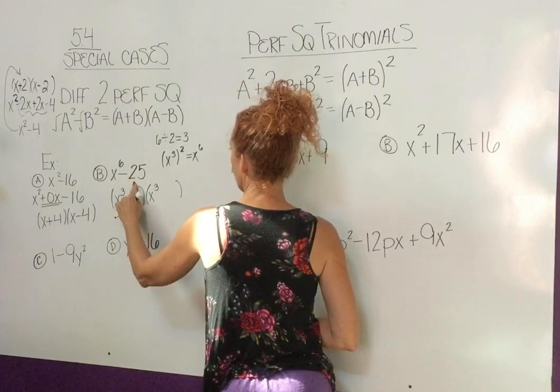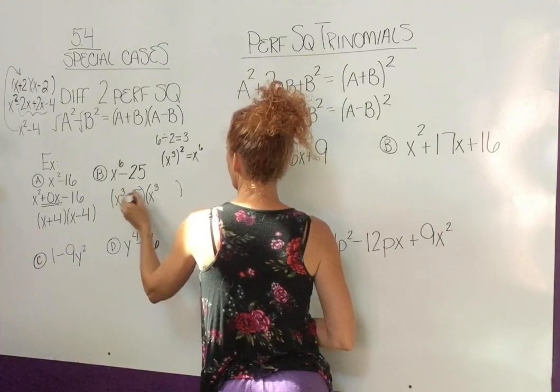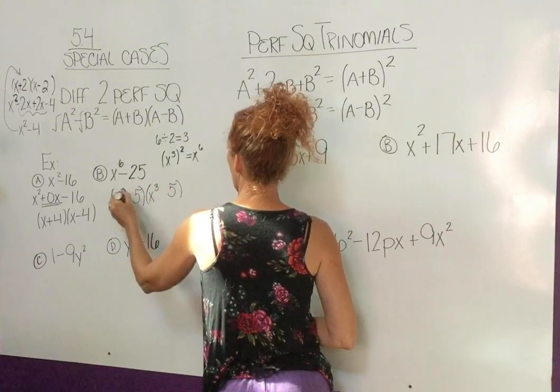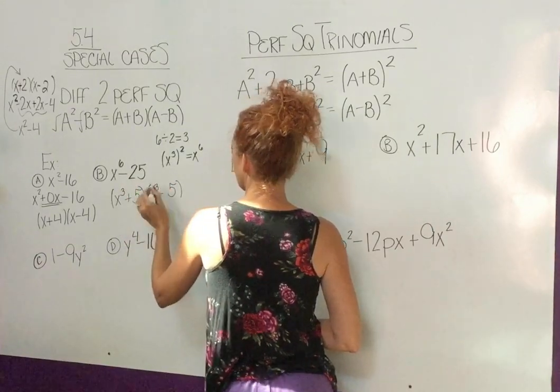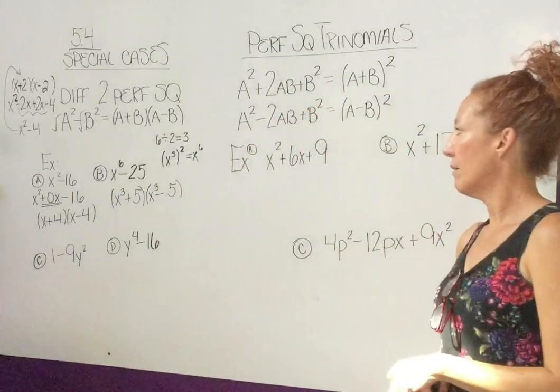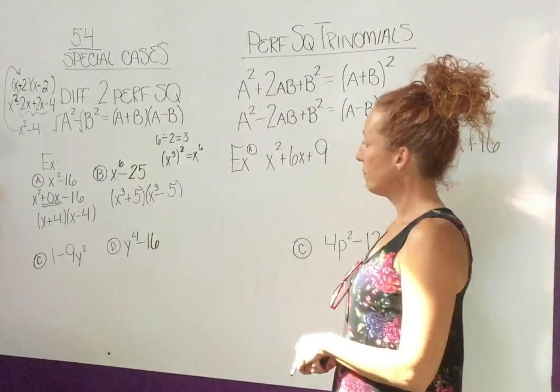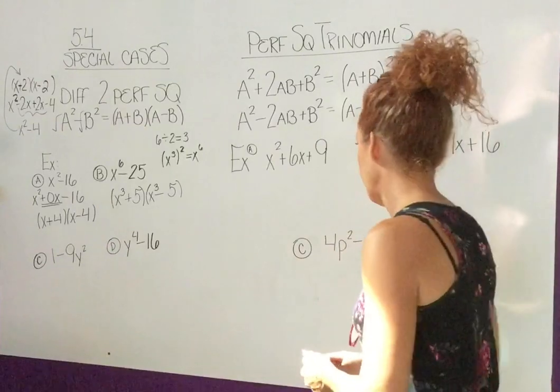What is the square root of 25? 5 and 5. One's going to be positive, and one's going to be negative. Let's go with another one.